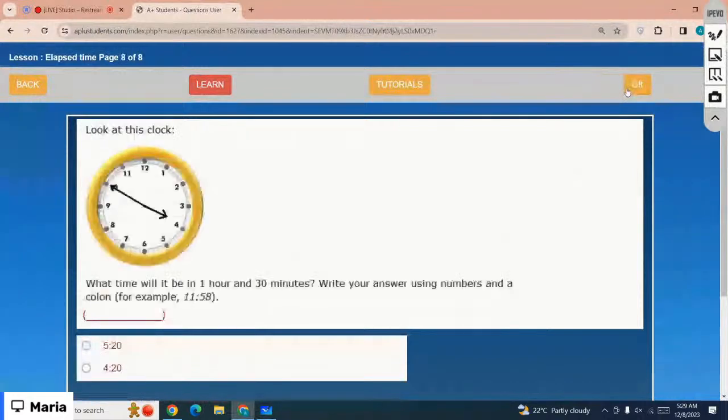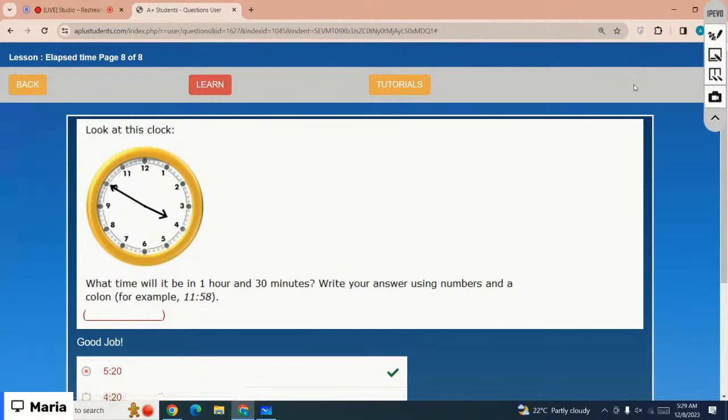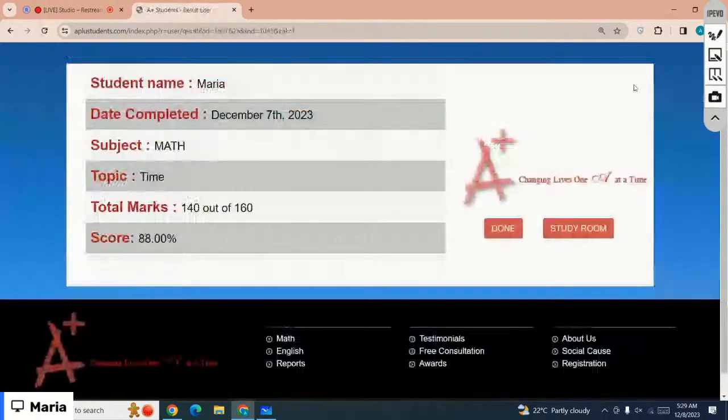Okay, look at this clock. What time will it be in 1 hour and 30 minutes? Which is the correct option? The correct option is 5:20. It is right after 1 hour and 30 minutes. It would be 5:20. Okay, you can complete the lesson by yourself. Okay, we're done with the lesson.